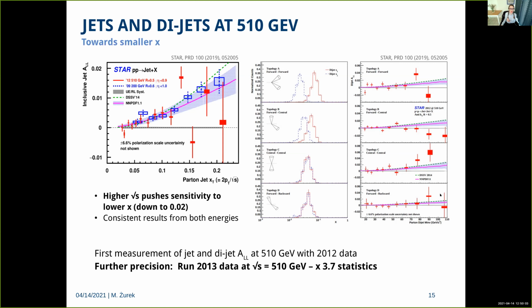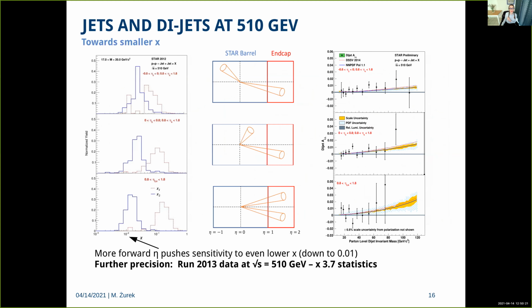And this is the result for dijets. This was the first measurement at this higher energy, which I mentioned was published, and further precision will come from 2013 data, which has about 3.5 times higher statistics. We also have preliminary results, which were presented already at the end of last year, for the dijets, but using the endcap in STAR, which pushes us to even lower x, up to about 0.01. And once again, further precision will come from the 2013 data, but these are only preliminaries for now.